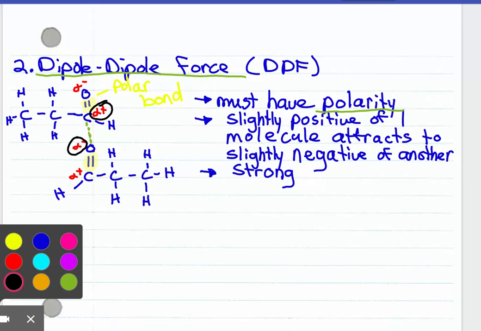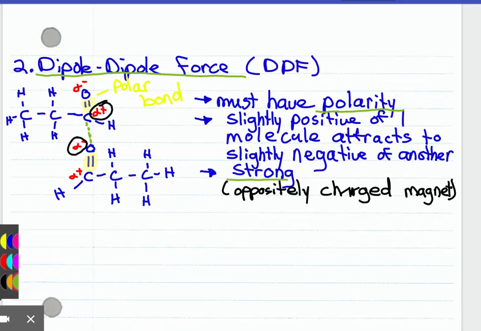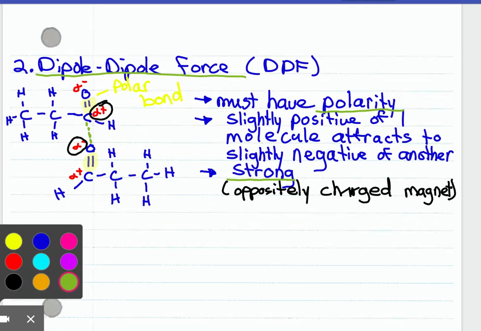It's kind of like oppositely charged magnets. Okay? And actually, I'm going to write that. It is like oppositely charged magnets. They're attracted to each other. Now, because it's an attraction between a positive and a negative, these dipole forces are actually pretty strong. Okay, so positive attracts negative.